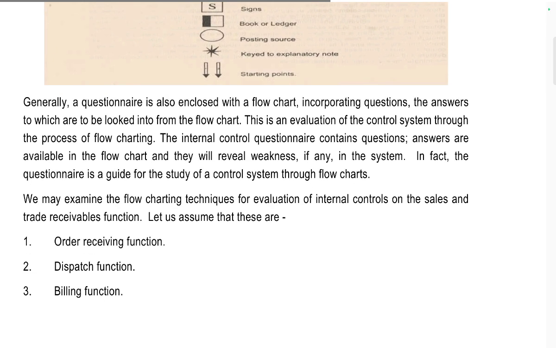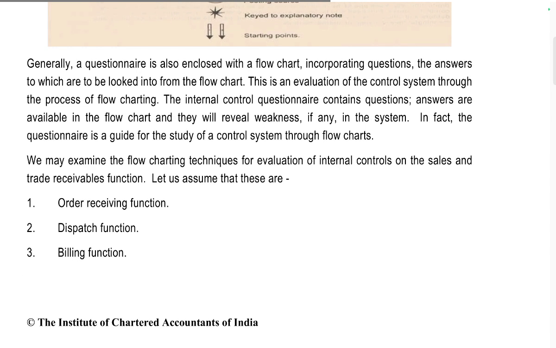It will incorporate the questions and answers which are looked into in the flowchart. This is the evolution of the control system. That's the process of flowcharting. Internal control questionnaires contain questions, and the answers are available in the flowchart. They will reveal weakness in the system. The questionnaire is a guide to the study of the control system in flowcharts. They are examining the flowcharting techniques, evaluating internal control, sales, and trade receivable function.